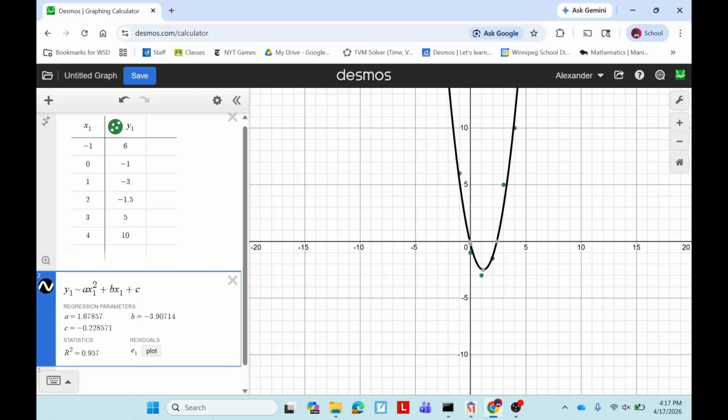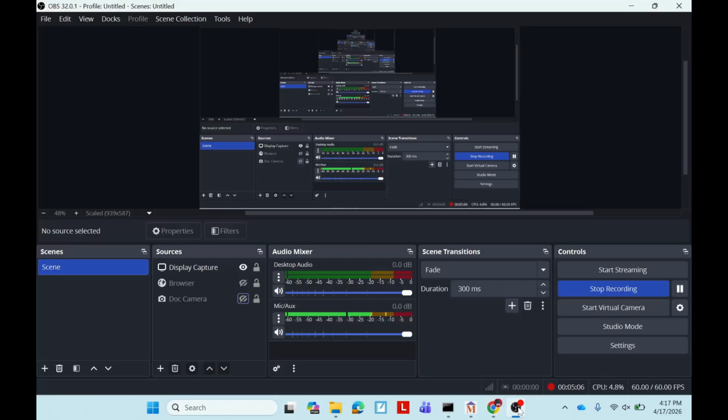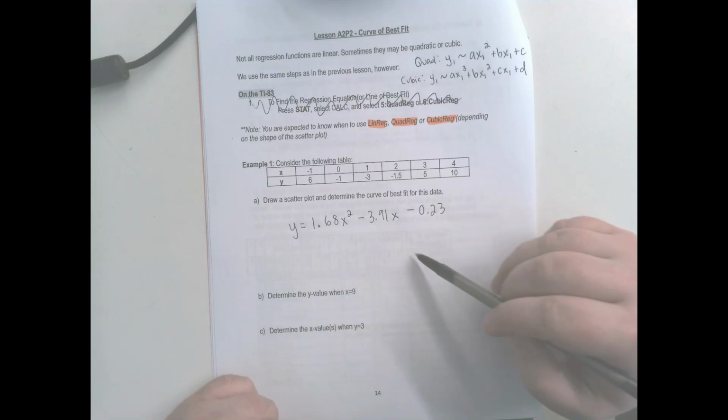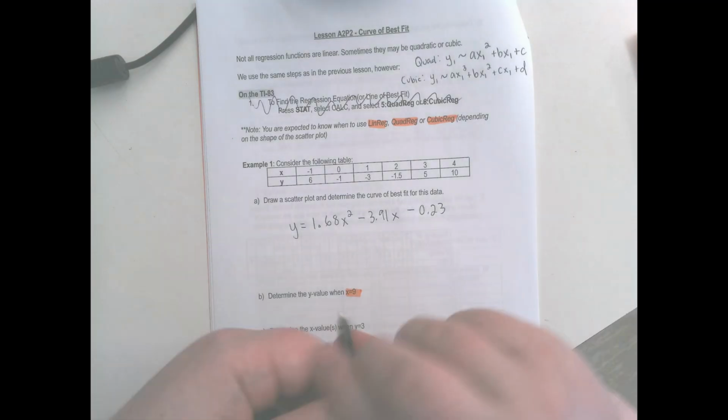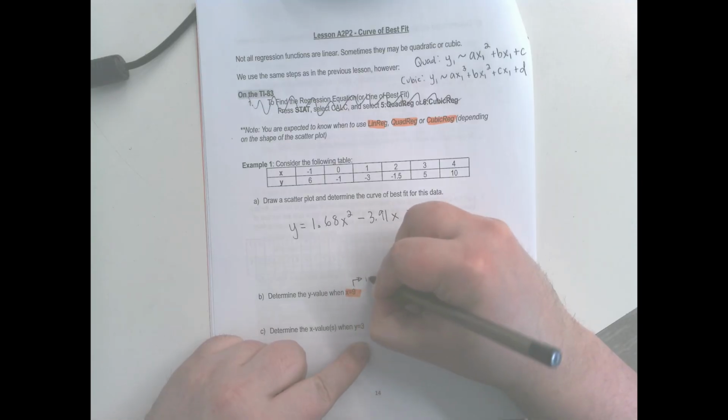Now the question also says to draw a scatter plot. I'm not going to worry so much about that. We did draw a scatter plot in the previous lesson, so I just want to focus on the regression equation itself. Okay, so I've got my equation written there. Now I'm going to determine the y value when x equals 9, and then determine the x value when y equals 3. So on Desmos, on a new line, I'm going to put the equation x equals 9, and then I'm just going to look for the intersection point.